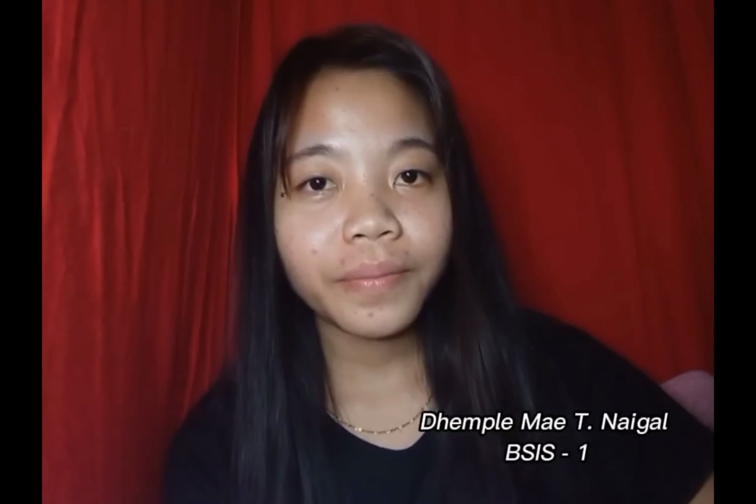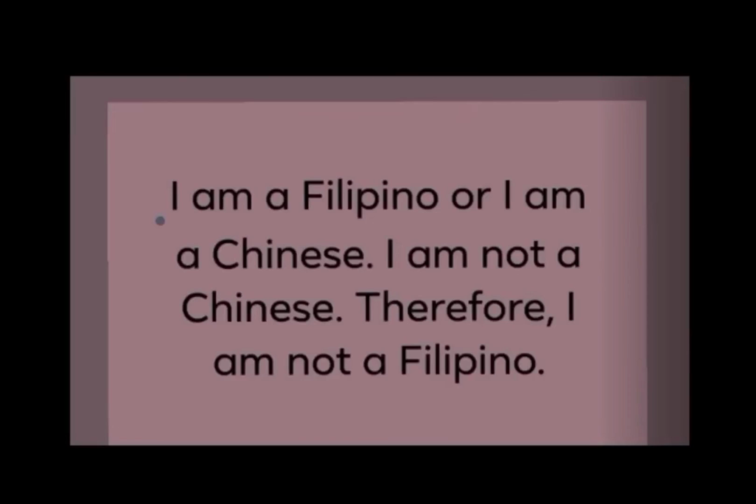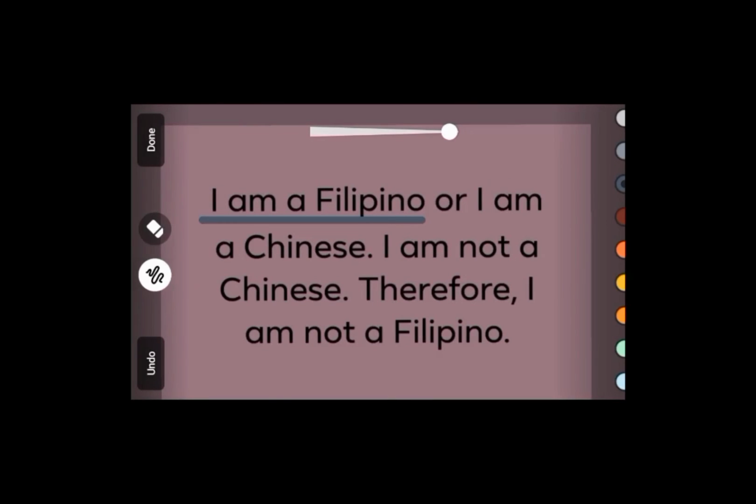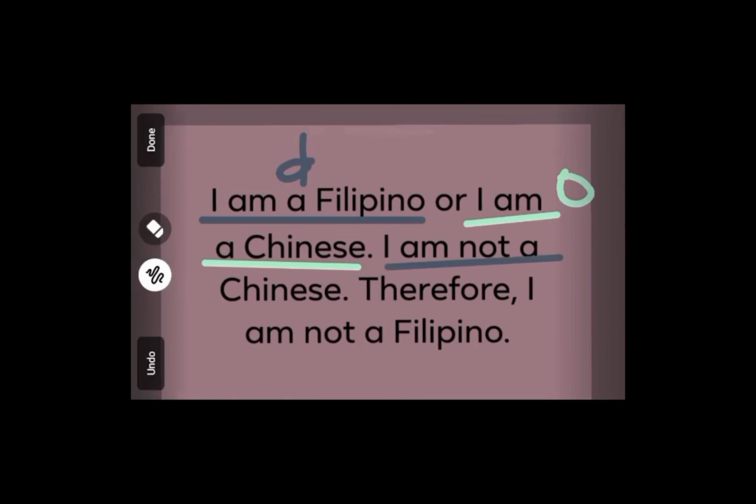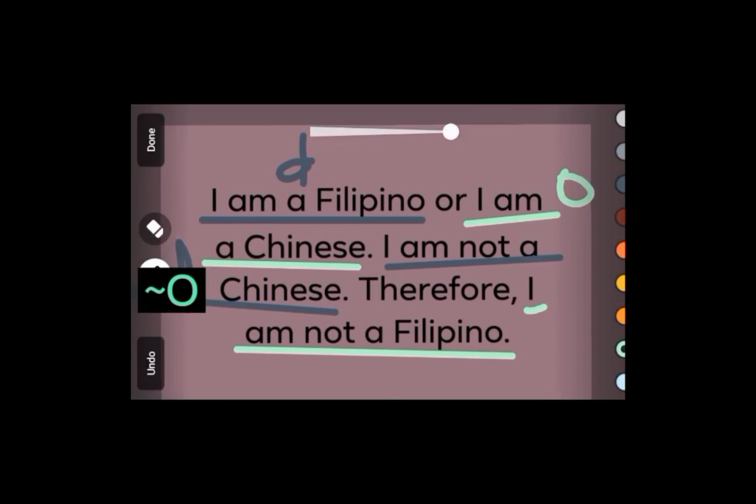Hello, I am Gimpo Minaita from Group 5. My argument contains two statements: I am a Filipino or I am a Chinese. I am not a Chinese, therefore I am not a Filipino. I use the symbol D for I am Filipino, the symbol O for I am Chinese, negation O for I am not a Chinese, and negation D for I am not a Filipino.